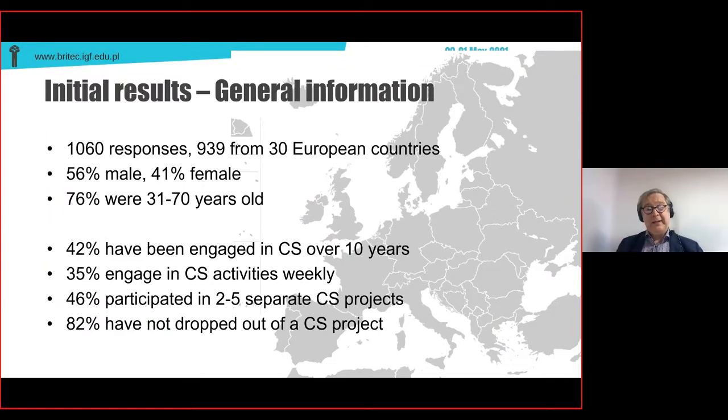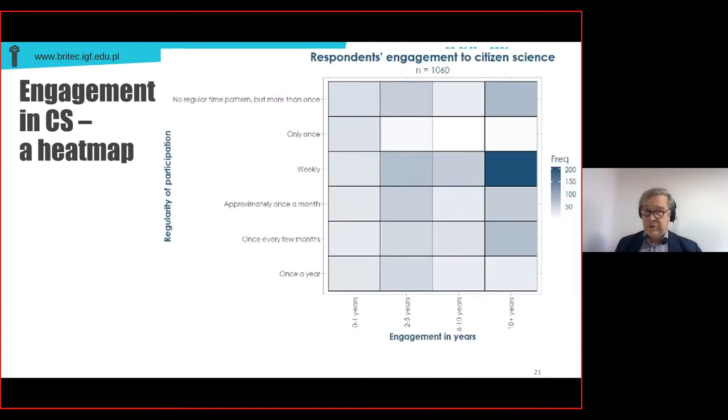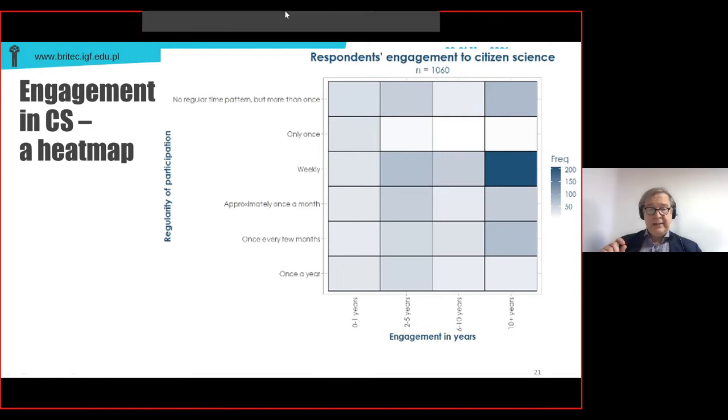What has happened in the practice, you can see maybe in the next slide, quite interestingly, when you correspond the engagement in years from the left: first year, second, 2 to 5 years, 6 to 10 years, and over 10 years. You can see that the users of citizen science practice have quite long participation in the practice.